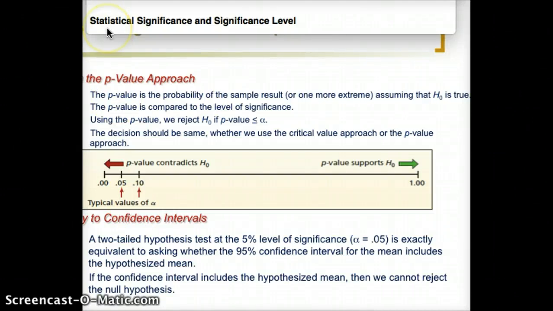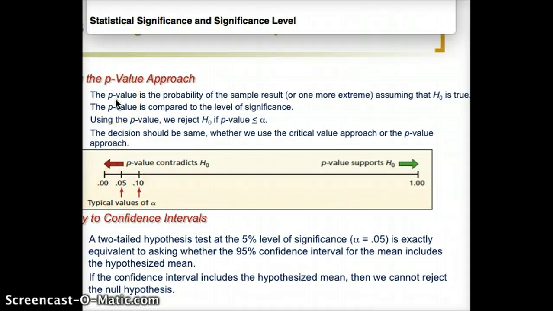In this video, we'll discuss two concepts: statistical significance and the significance level. The significance level means the value of alpha, or the type 1 error. Statistical significance means the p-value is smaller than 0.05.